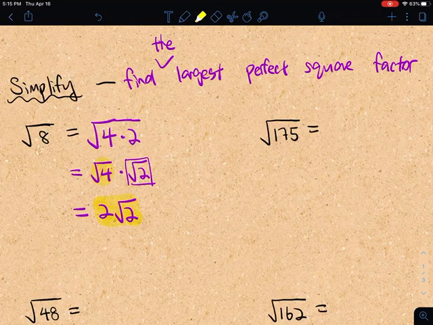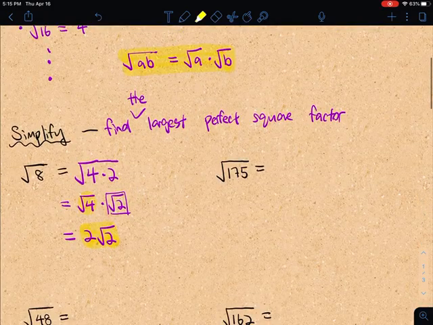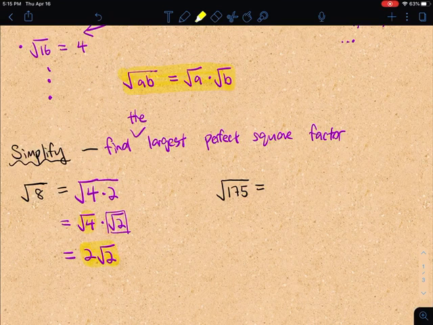Okay, so this is what we mean by simplify square roots. You want to find the largest perfect square that can go into the number that we're interested in. Now, of course, we can always use the number 1, because 1 can go into any number, but then that wouldn't really help us simplify, which is why I crossed out 1 up here. Okay, so let's do a few more examples.